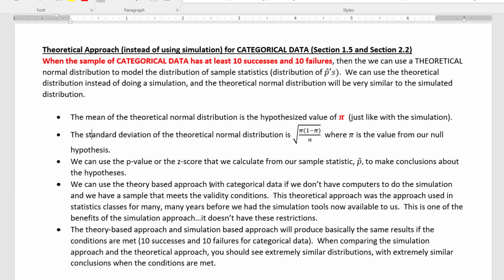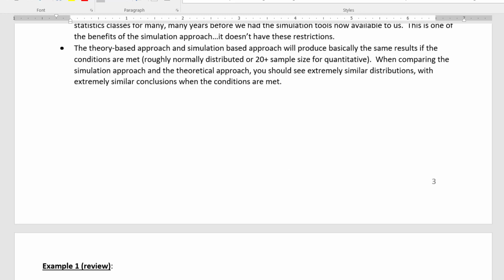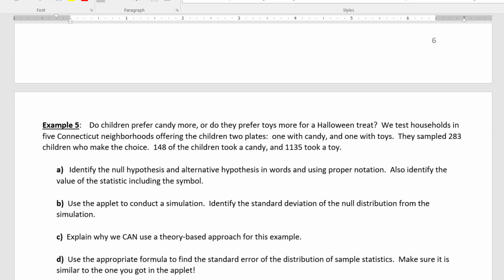We're only allowed to use this theory-based approach with categorical data when we have met those validity conditions. That is, that we have at least 10 successes and 10 failures in our sample. And when we do use this theory-based approach, you're going to find that the distribution we create and the conclusions we draw at the end will be the same as when we use a simulation-based approach. Let's take a look at an example.